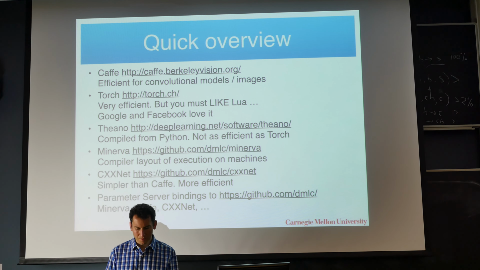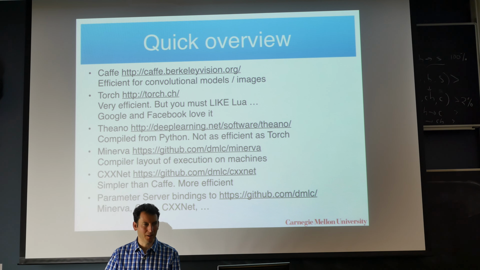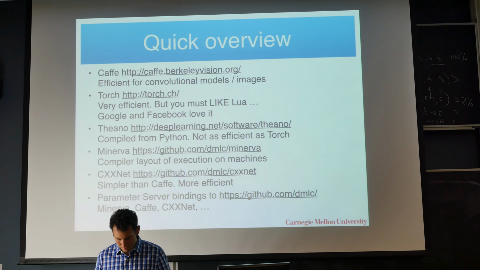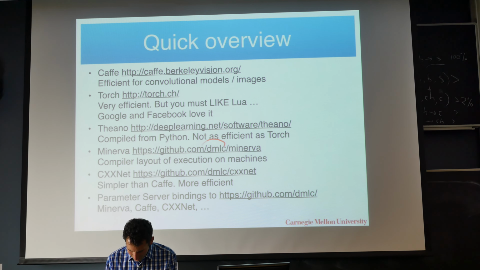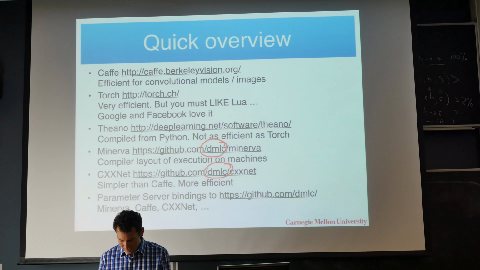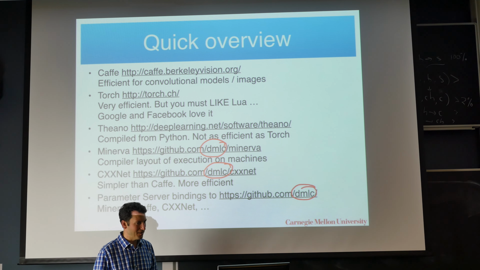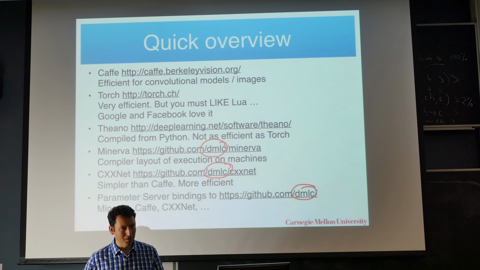CXXNet is probably a much more lightweight and clean version than what Caffe has, but it's a little bit of a subset of it. It does take Caffe config files just like Minerva. Those two projects are actually merging. Note this thing here. And note this thing here. Distributed machine learning in C. So this is actually all starting to merge and gel with the parameter server, which by now has bindings to Minerva, Caffe, CXXNet, and so on.